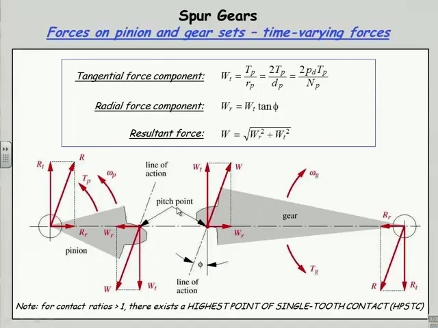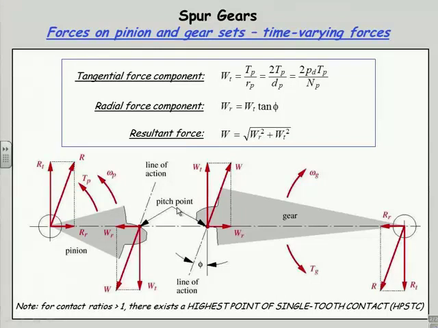But if it is greater than 1, let's say it's 2, then I will have something called the highest point of single tooth contact, abbreviated by this mouthful, HPSTC, which simply means that the tip of one tooth will never be pushing on the other, because by the time it gets to that point, another tooth is picked up, another pair is picked up. So this is a good thing, to have highest point of single tooth contact.